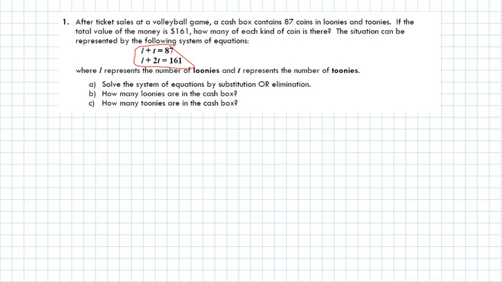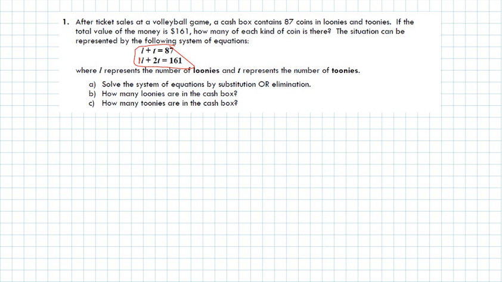Now, the money for the loonies and toonies, they equal $161. How much is the loonie worth? $1, right? So $1 times L, right? How much would a toonie cost? $2. So that would be 2 times the toonies, right? So if you have 10 toonies, 2 times 10 gives you $20, right? Altogether, if you add the value of the loonies and the toonies, they're going to equal $161, right? This is where they came up with the second equation. Do they make sense?